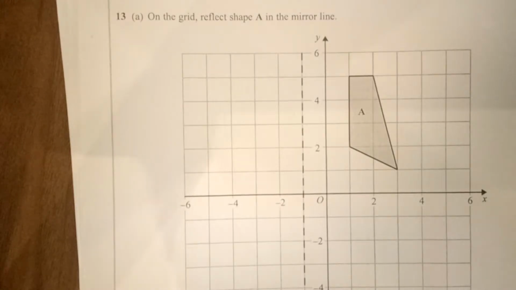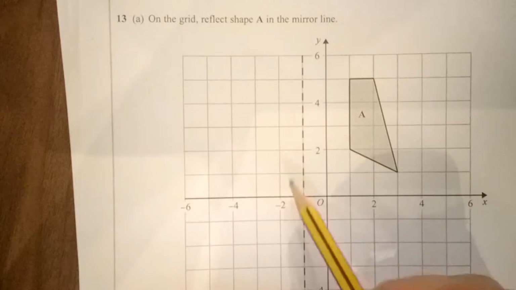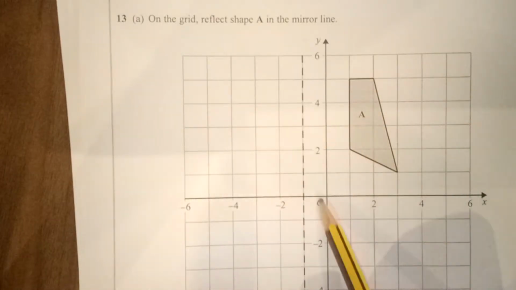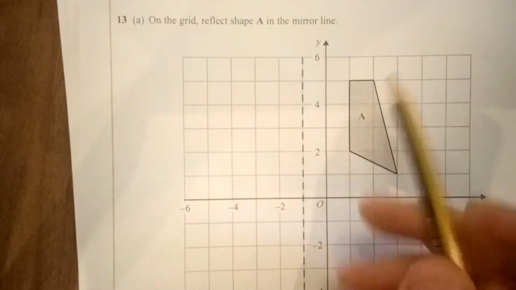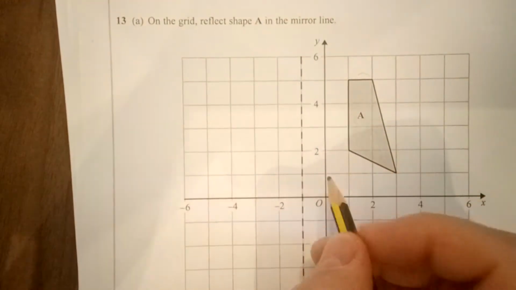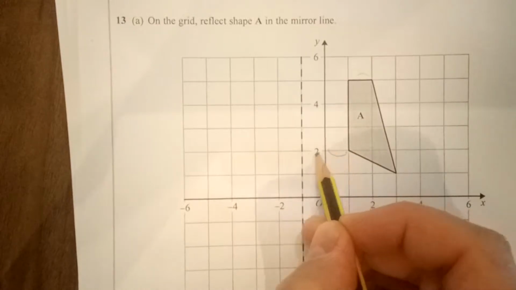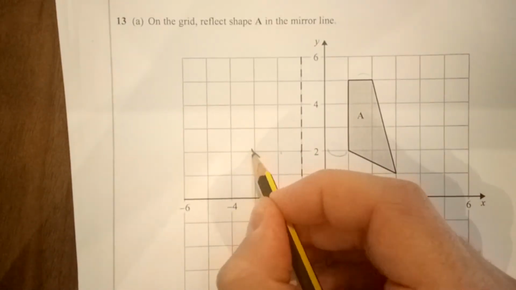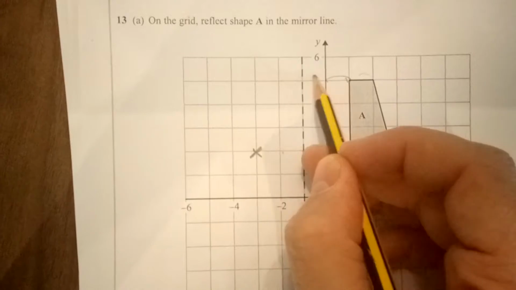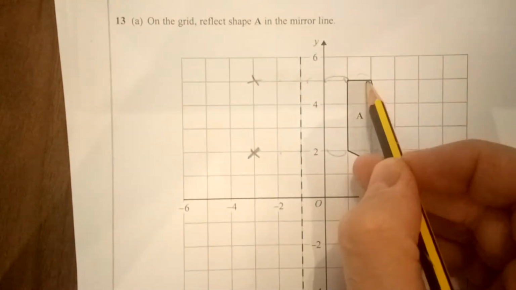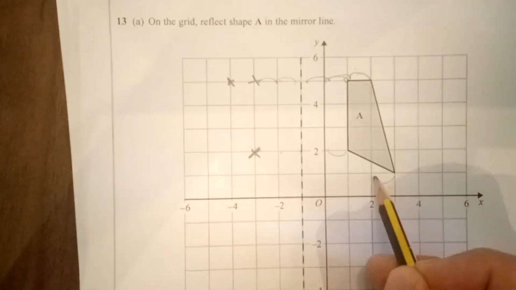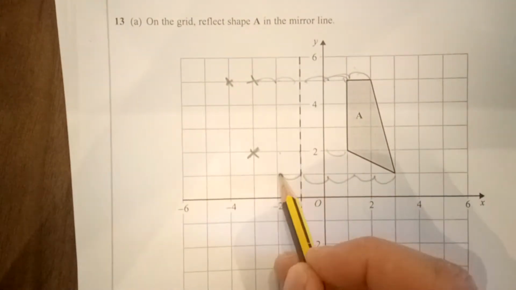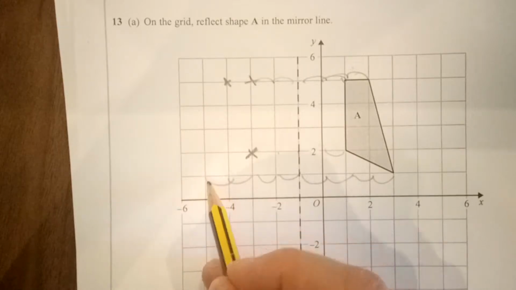On the grid, reflect A in the mirror line. Now it's good your mirror line isn't your axes, it's actually this one here. If you want to be smart, this is actually x equals minus 1. But I haven't got tracing paper. Normally you trace it and flip it over, so I'm going to do it the other way. I'm going to count the distance, which is 1, 2. This one is 2 away, which is here. This one here is 1, 2, so it's going to be 2 away. This is 1, 2, 3, so 3 away. That point there is 1, 2, 3, 4 away, so it's got to be 4 away.